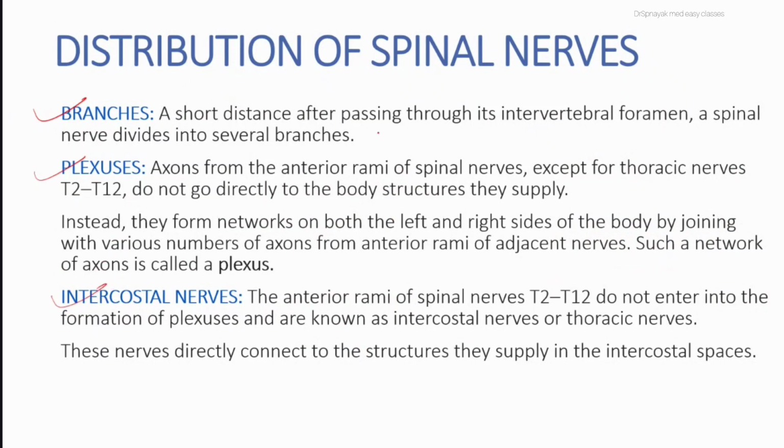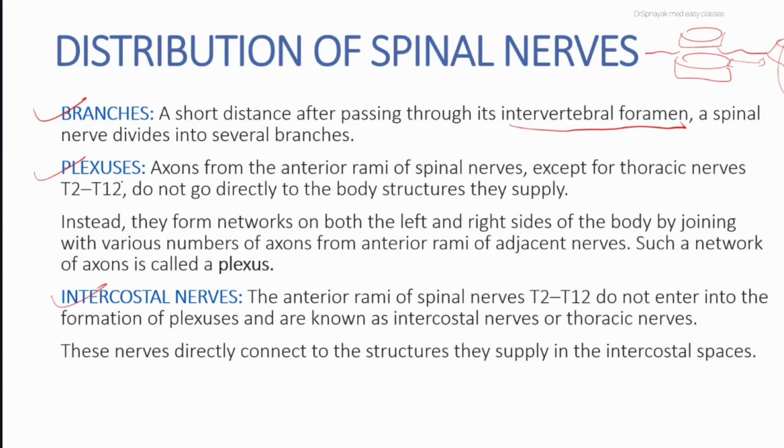Branches: from a short distance after passing through the intervertebral foramen, or the intervertebral opening, the spinal nerve divides into several branches. So if these are the vertebrae and this is the intervertebral opening and these are the spinal nerves, after covering a short distance, these start to branch. These branches help in the distribution of spinal nerves.